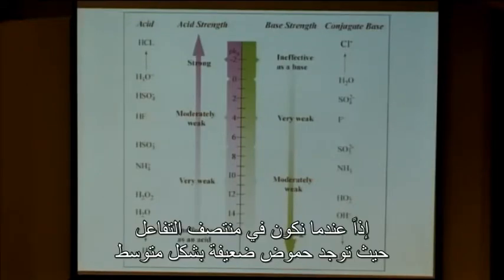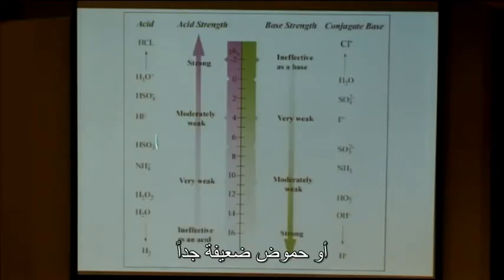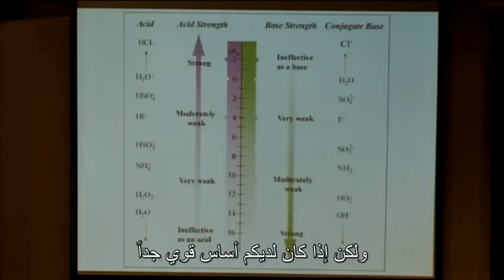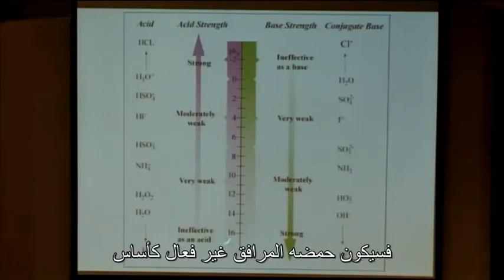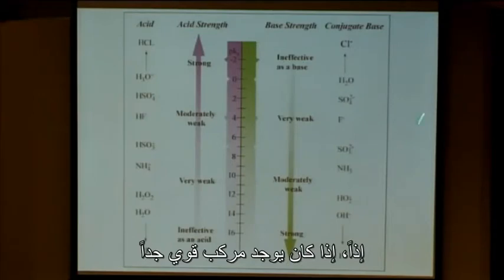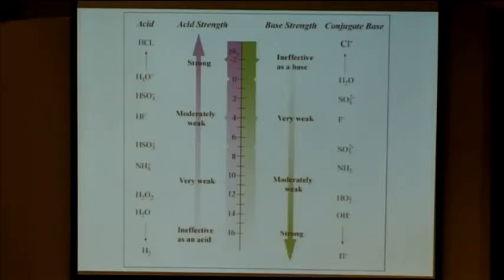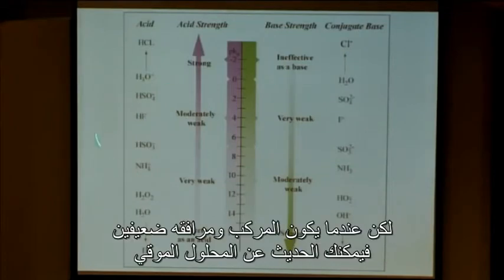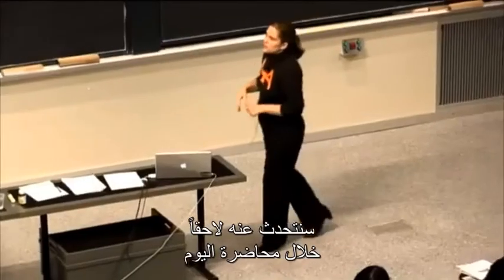Then we get into this middle range, and here things that are moderately weak or very weak acids also have their conjugates in the weak range. But if you get to something that is a very strong base down here, its conjugate is also going to be ineffective as an acid. So if something is very strong, its conjugate is pretty much non-existent in those properties. But when you have weak, then you can start talking about buffers, which we're going to get into later in today's class.